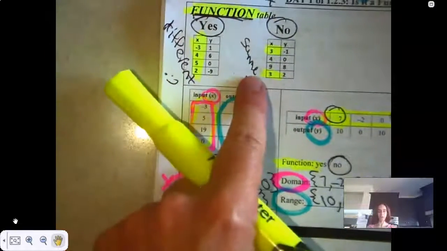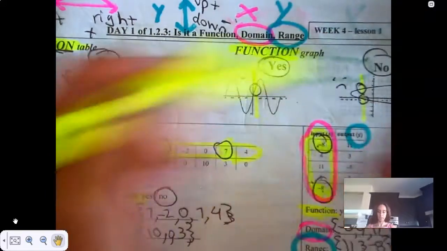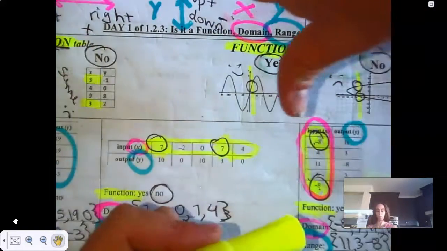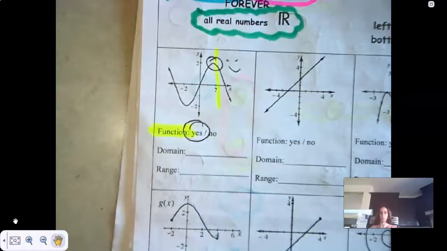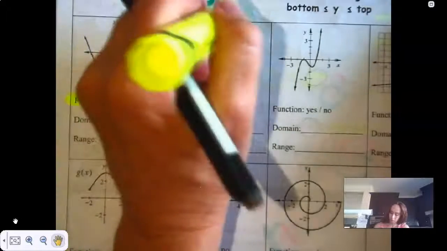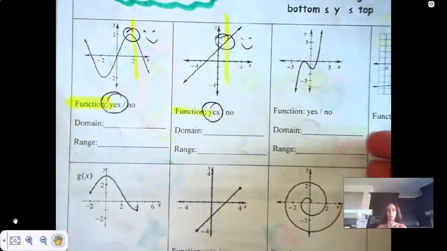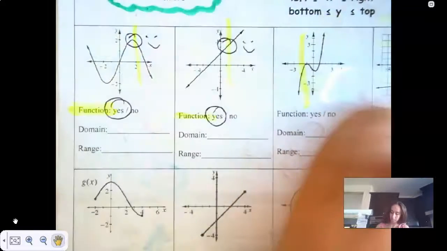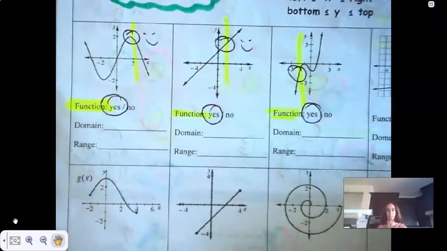So when it's a graph, I don't do different or same. I look at this. I draw a line 1 time, yes. I draw a line 2 times, no. So I'm going to draw a line. And it's 1 time, yes. For the function, I draw a line 1 time, yes. I draw a line 1 time, yes. Let's do this last one over here.